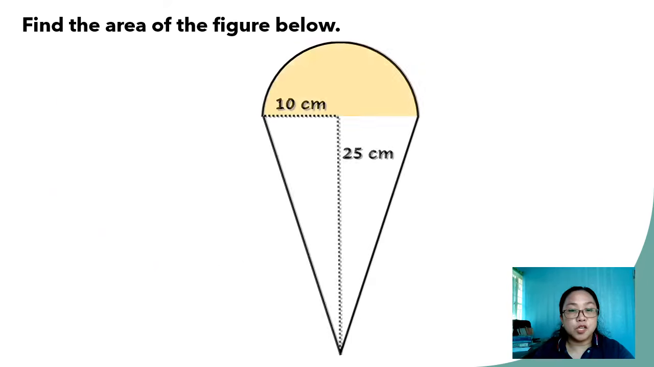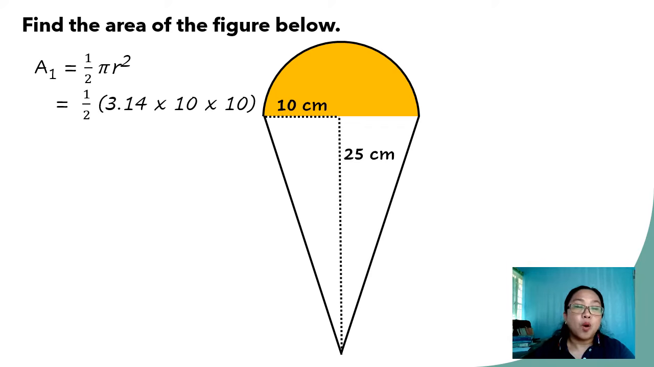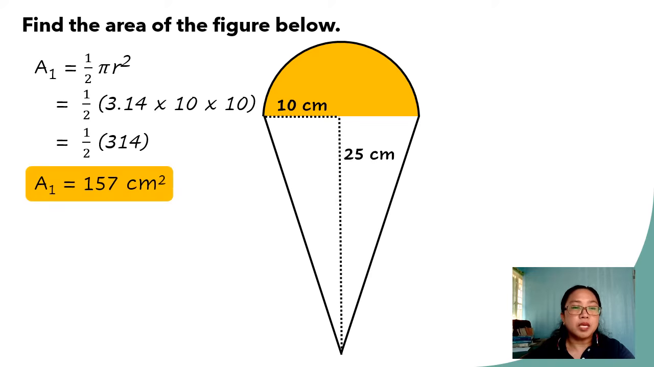The upper part of this figure is a semicircle, while the area of a circle is equal to pi times r squared. The area of a semicircle would be half the area of that circle. That means our formula for the semicircle will have to be A is equal to 1/2 pi r squared. Substituting the value for pi and the radius will get us 1/2 times 3.14 times 10 times 10. And so, the area of our semicircle will be 157 centimeters squared.